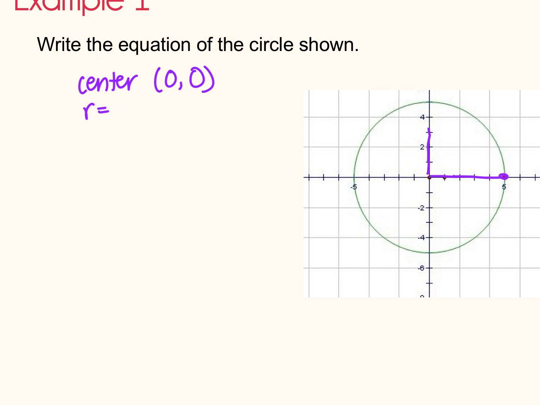Counting 1, 2, 3, 4, 5. Just checking. Okay, it's 5 all the way around. So yes, my radius is going to be 5. So when my center is at the origin, it's just going to be x squared plus y squared equals 5 squared. Evaluating my 5 squared, I'm going to get x squared plus y squared equals 5 times 5 is 25, and that would be my equation.